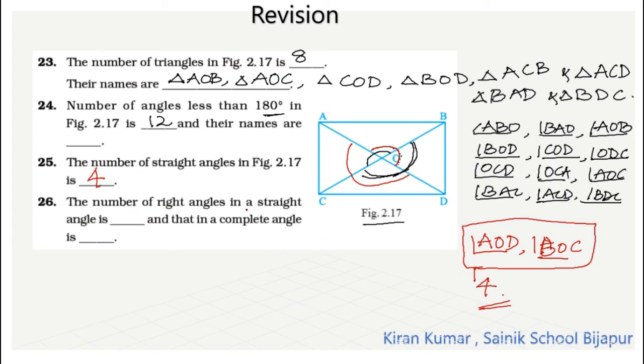The number of right angles in a straight angle is, there are 2 right angles in a straight angle, and that in the complete angle, the right angles which are present at the complete angle is 4. You can think over this particular question. We shall move on to the next one.